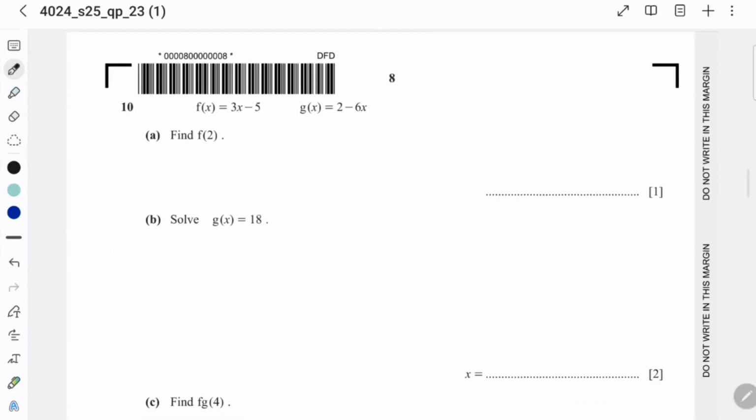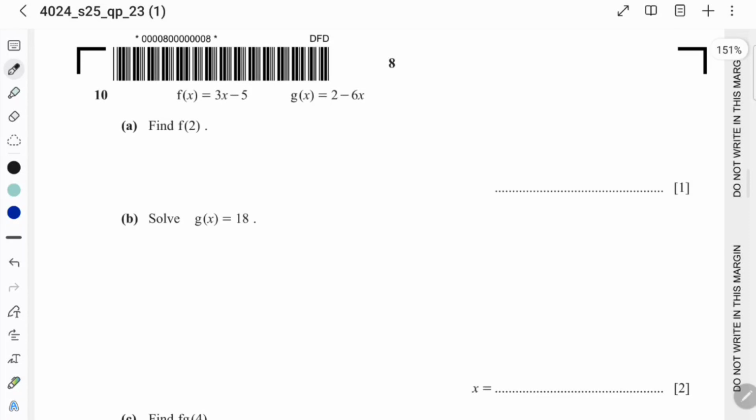Okay, so question number 10. In question number 10, you have the function f of 2. In place of x you put 2. f of 2 is equal to 3 times 2 minus 5. So that is equal to 6 minus 5, which is equal to 1. So 1 is the answer.